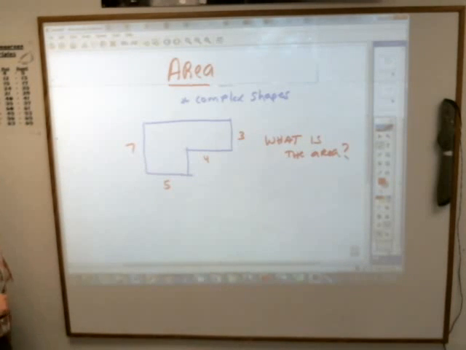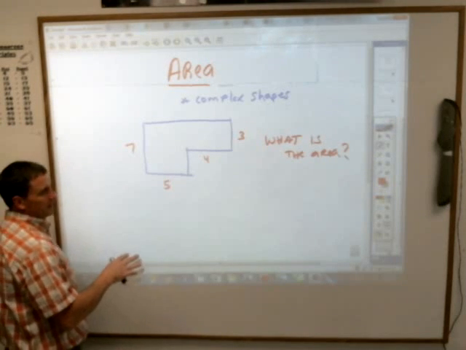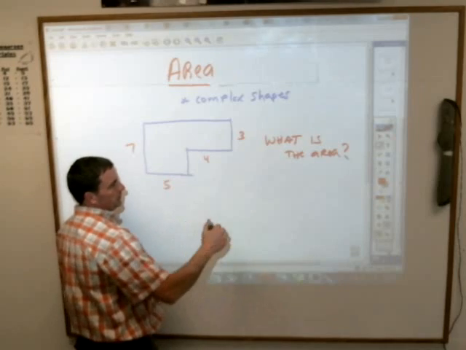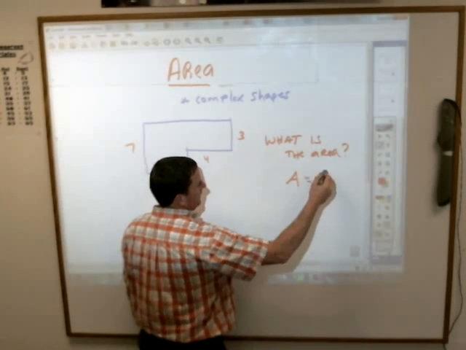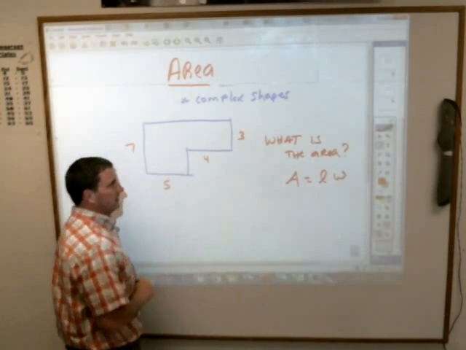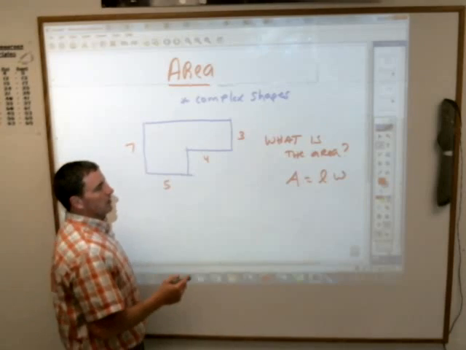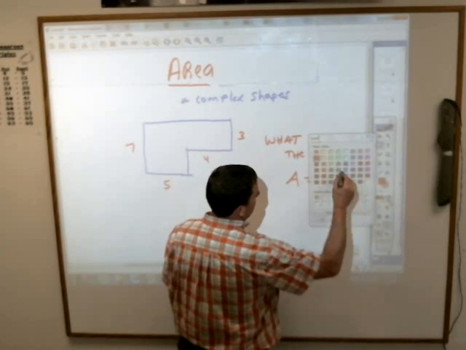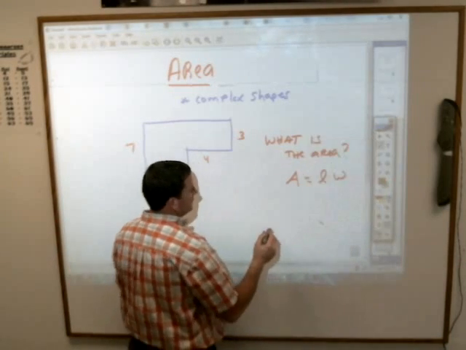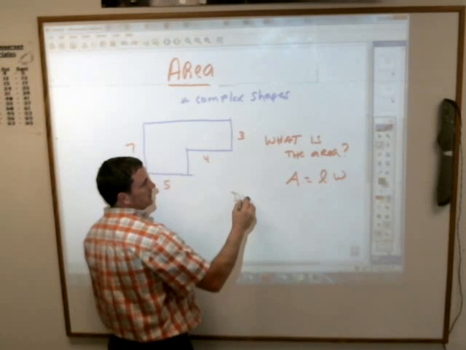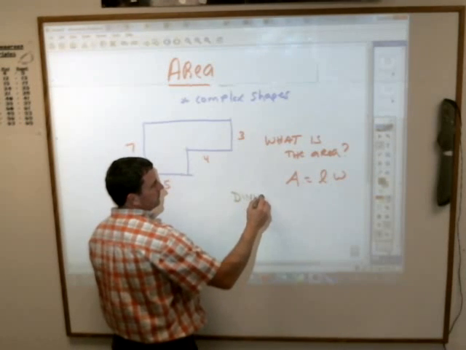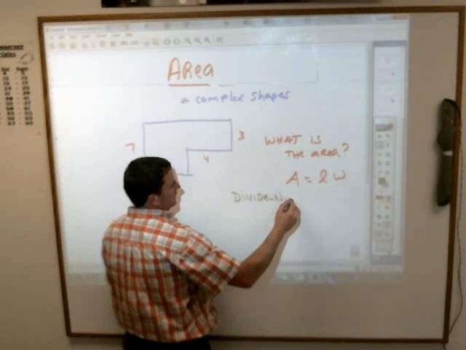If you look back in your notes under area, we really only know how to find the area of rectangles. This, unfortunately, is not a rectangle. You know, the area of a rectangle is length times width, but you've got a whole bunch of different numbers there to try to figure out what the length and the width are. When you come across a problem like this, I like to use the old rule that says you need to divide and conquer.